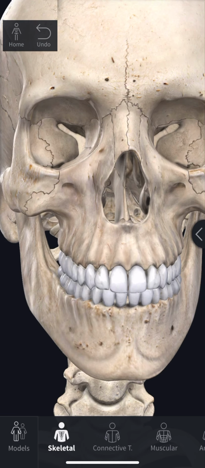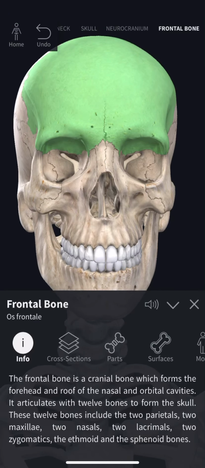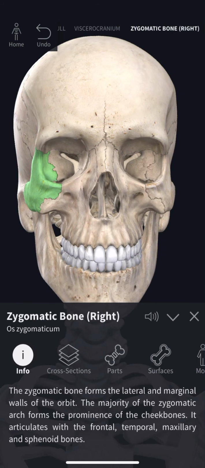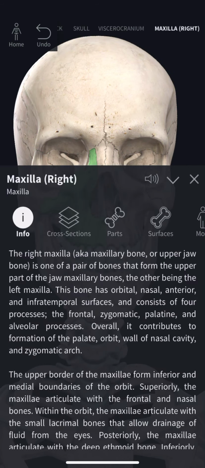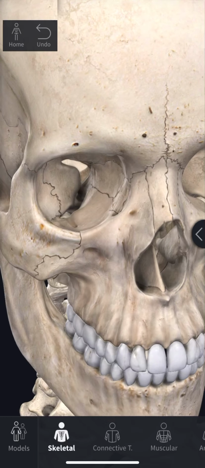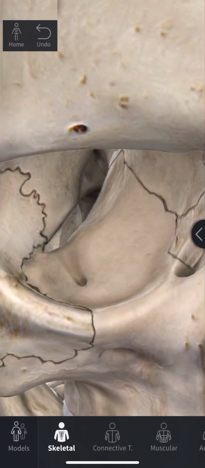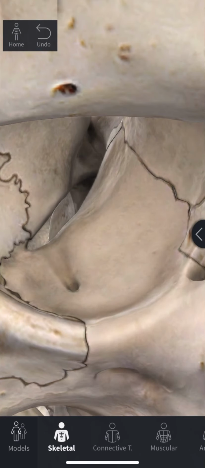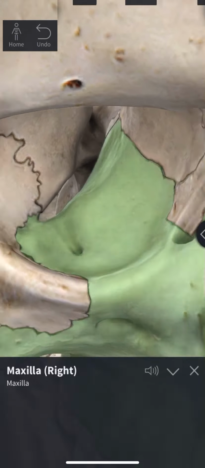In the orbit, you will see that the roof is made up of frontal bone. Laterally, you will have the zygomatic bone. Medially, you will have the maxilla. Maxilla is also forming the floor of the orbit. You are seeing the orbital part here.